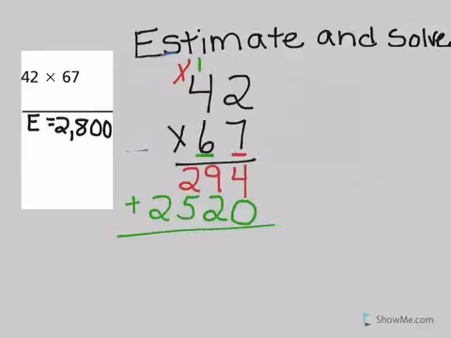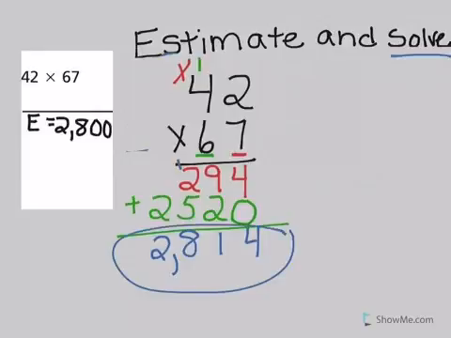I add the two numbers together for my last step. 4 plus 0 is 4. 9 plus 2 is 11. 1 plus 2 is 3. Plus 5 is 8. And then I have my 2. I add my comma. My answer is 2,814.